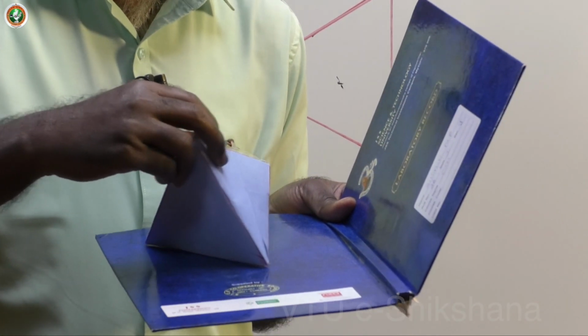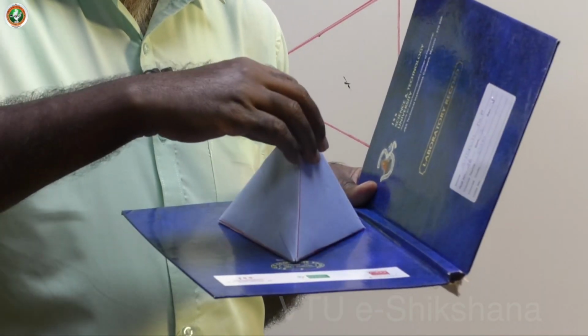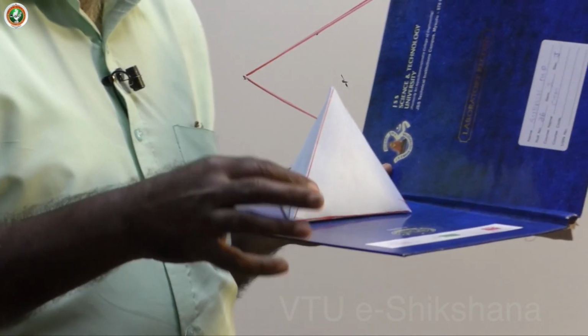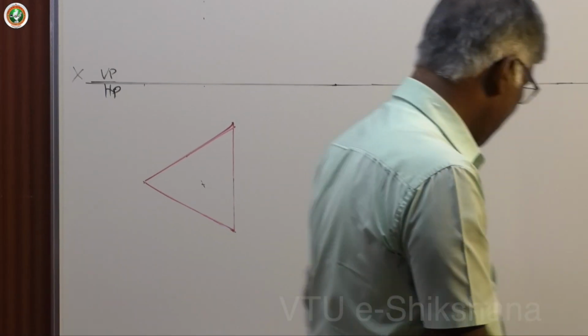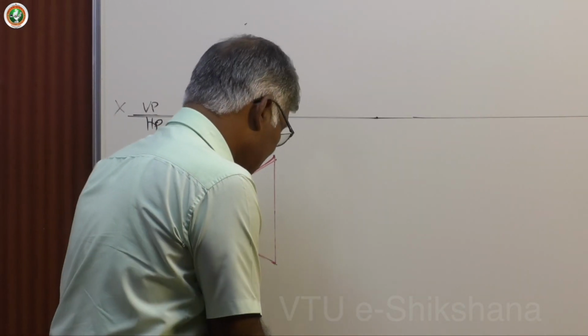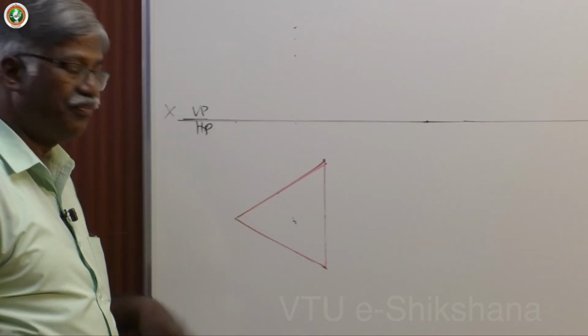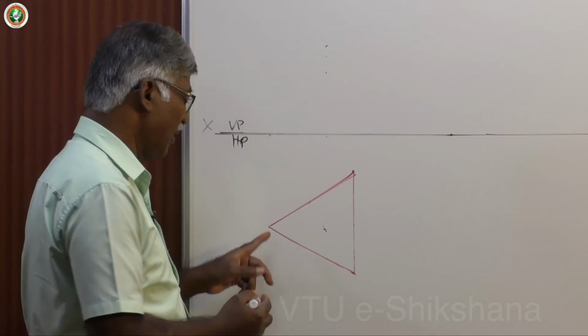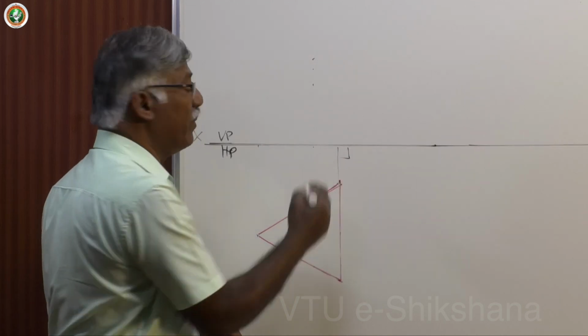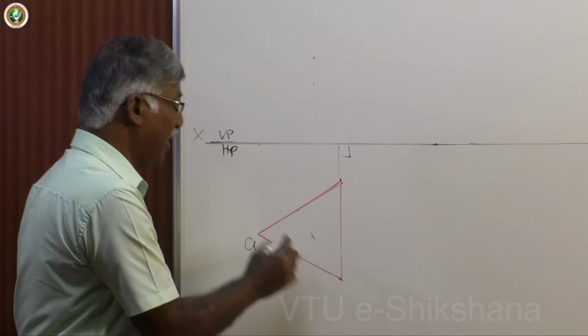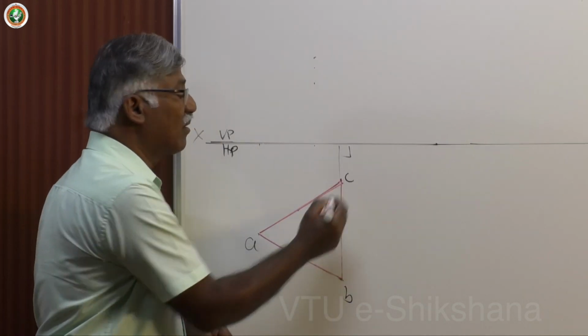Can take the edge away from the VP or towards VP. So we'll discuss this at length while working. Now take the top view, which is actually an equilateral triangle. You know how to draw the equilateral triangle. Side is on HP. This must be perpendicular to VP initially. Now let me have A, B, C corners.